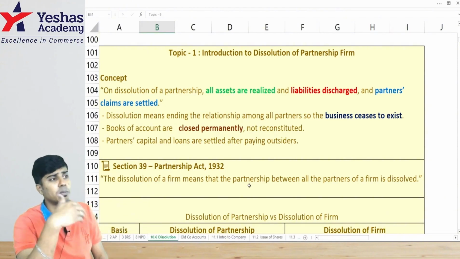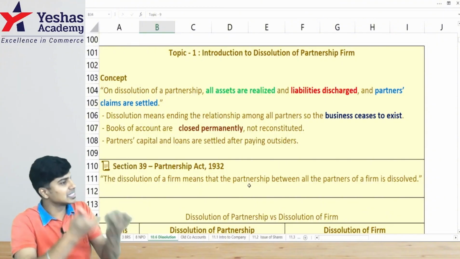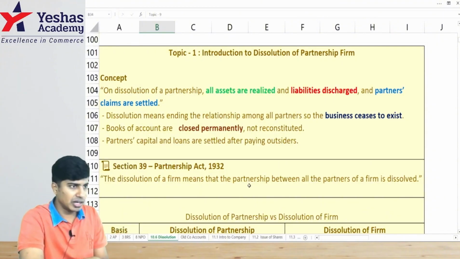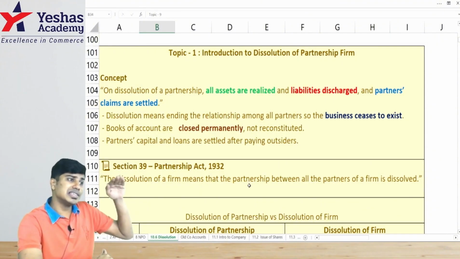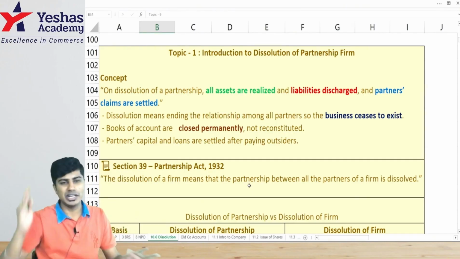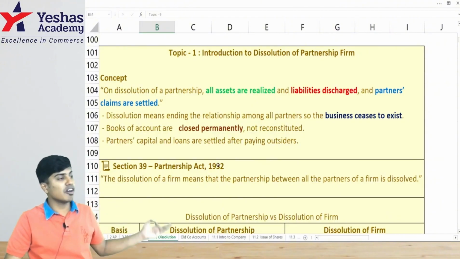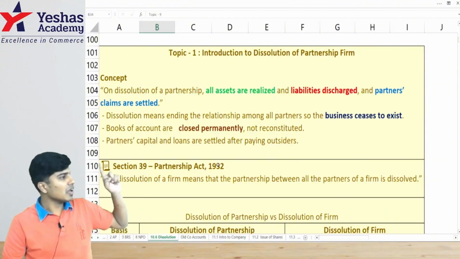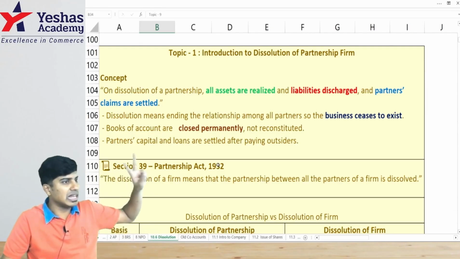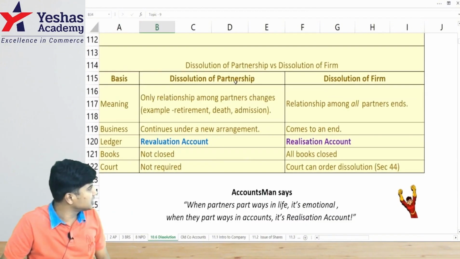If the amount payable to partners is less and the amount available is more, we pay that excess money to them: surplus, profit. If the amount available is less but their capitals are more, we will give that shortage money and ask them to adjust: realization loss. Either way, in the case of dissolution of partnership firm, we sell all the assets, pay all the liabilities and settle the capitals. This is different from partnership dissolution.